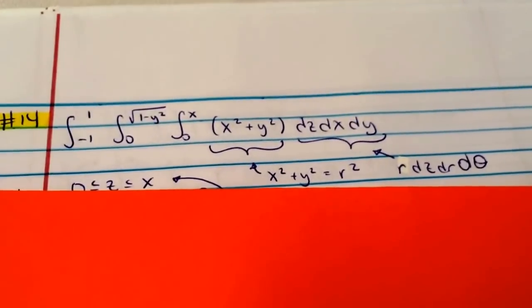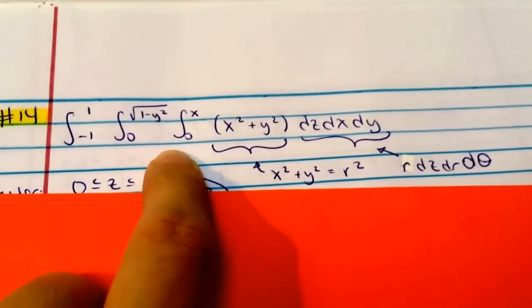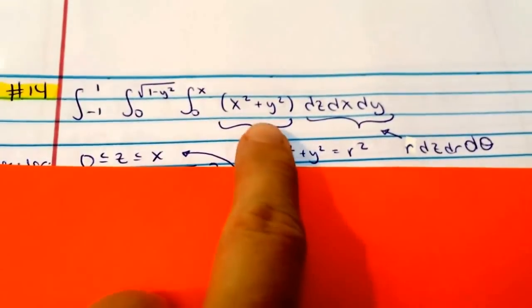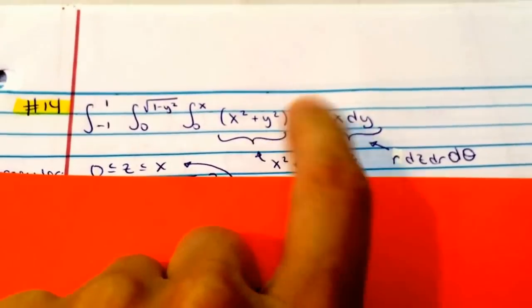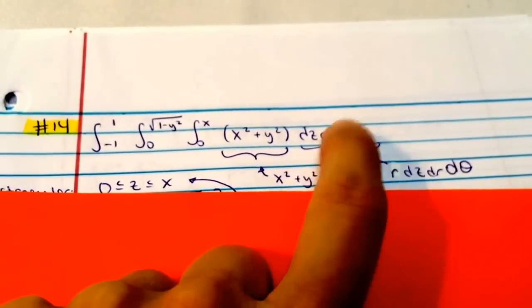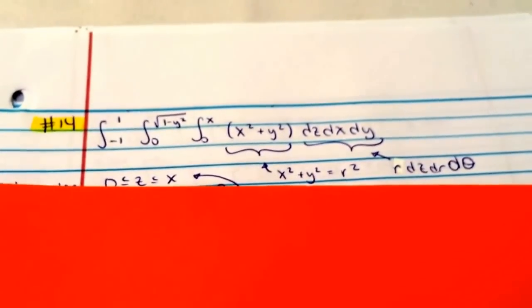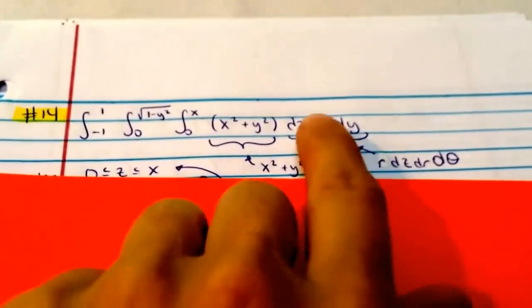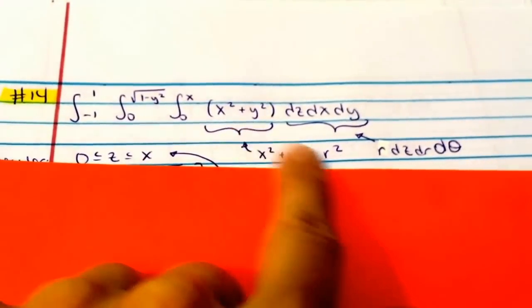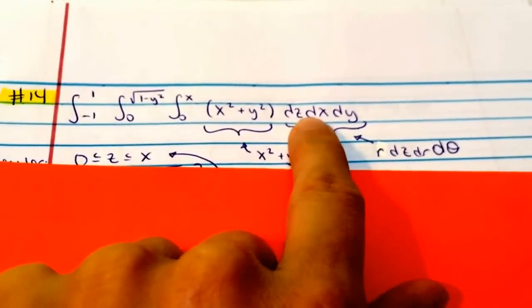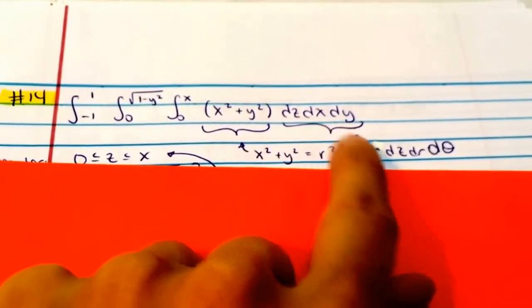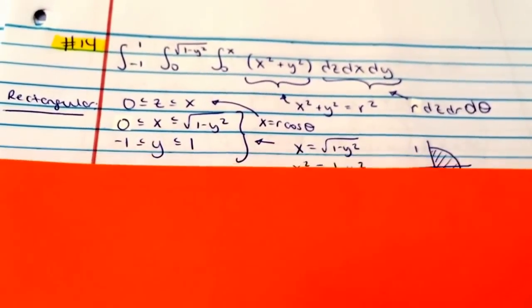All right, so here's what I have. And notice you have to change 3 things. You have to get your bounds in terms of cylindrical. You've got to get your function in terms of cylindrical. And you've got to get your dv piece in terms of cylindrical. So this is the same thing in cylindrical as r squared. This is the same thing as r dz dr d theta. Don't forget the extra r. So now let's work on our bounds.